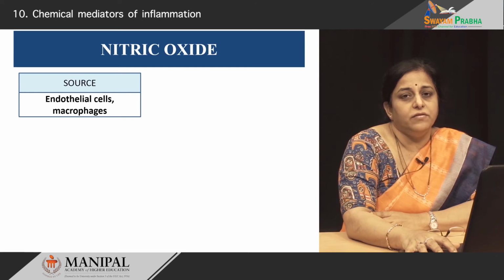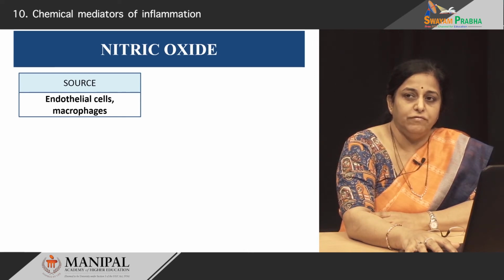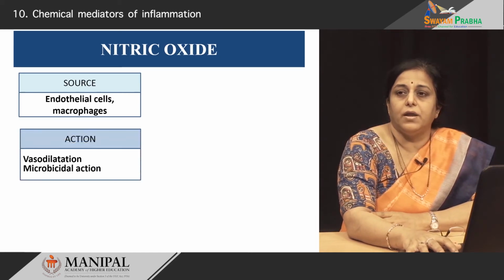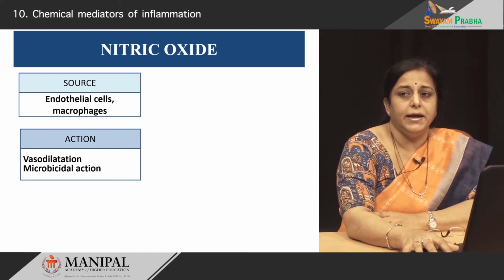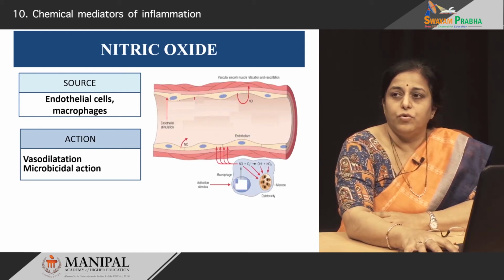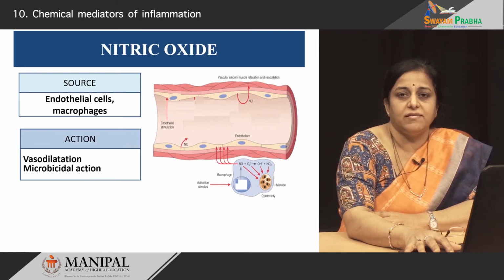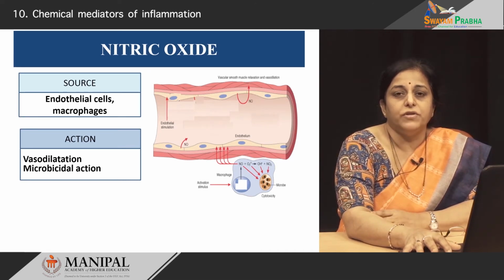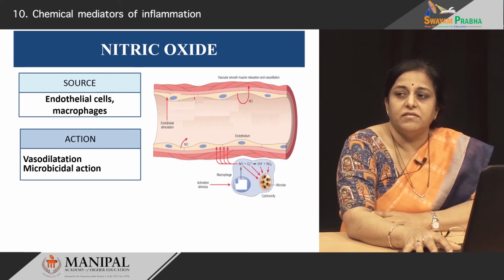Next, we have nitric oxide or NO. Nitric oxide is normally produced by endothelial cells. Again, we learnt in the last class that macrophages can produce nitric oxide in inflammation by the production of an enzyme called iNOS. So, what is the action of nitric oxide? It causes vasodilatation and is also a potent microbicidal agent. So, you can see here the endothelial cells are producing the nitric oxide and they themselves act on endothelial cells causing vasodilatation. In addition, macrophages generate nitric oxide during inflammation because of the activation of the enzyme iNOS, and the nitric oxide produced by the macrophages results in microbicidal killing.